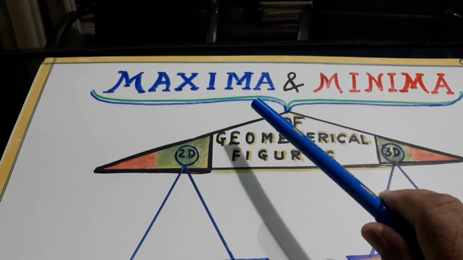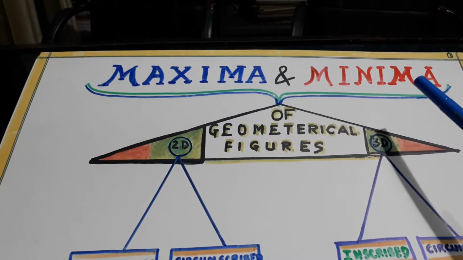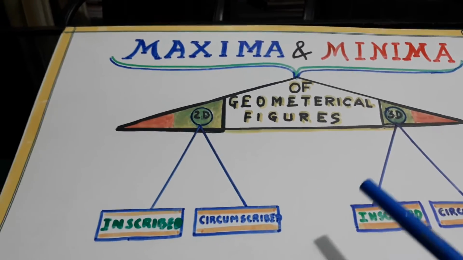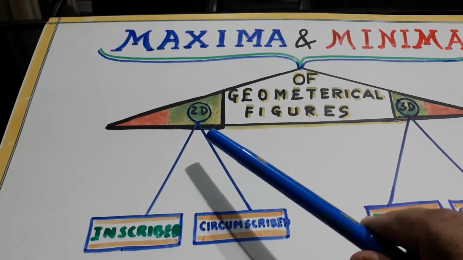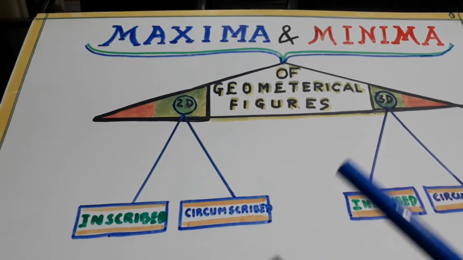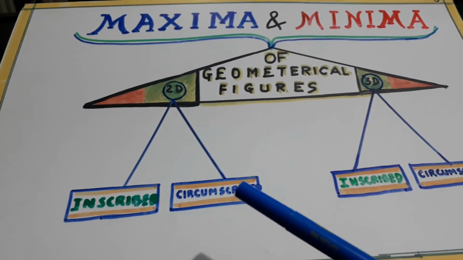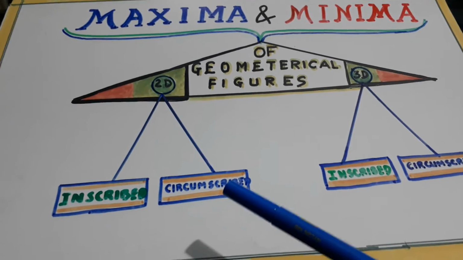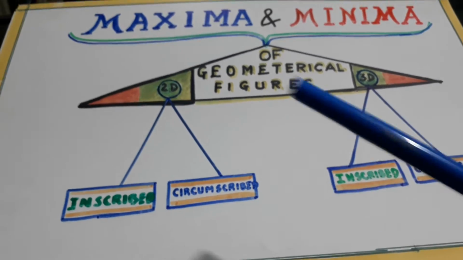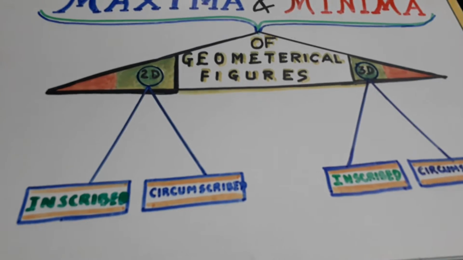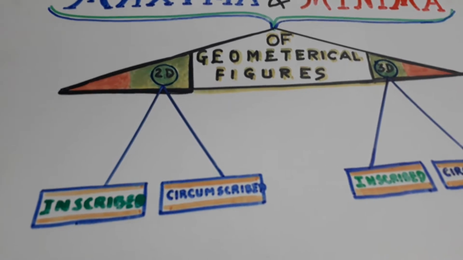Coming up with maxima and minima of geometrical figures. These geometrical figures can be 2D or 3D. Then these figures will be either inscribed or circumscribed in the 2D case. In 3D also they can be either inscribed or circumscribed. Now we'll go ahead. Now look here.